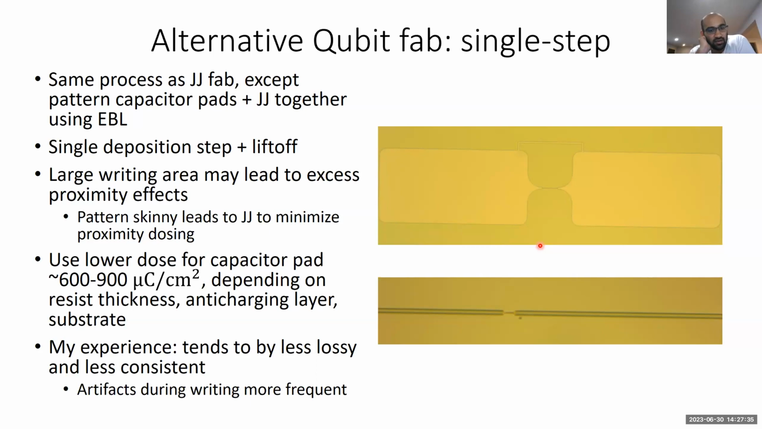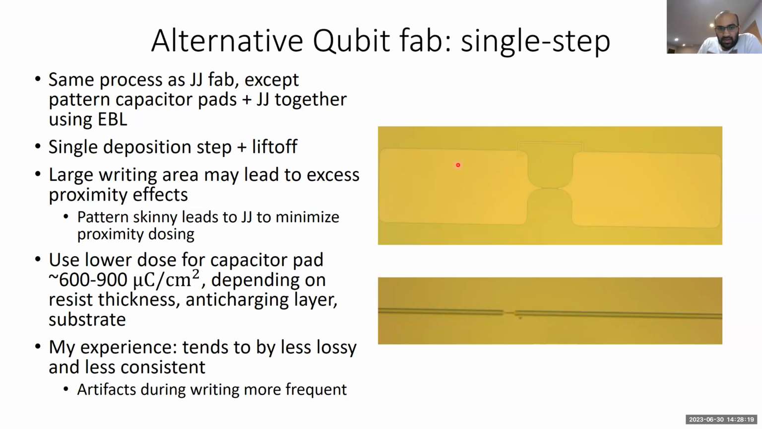The advantage of this is that you only need one deposition step and one liftoff process. So the whole fab process can be extremely quick. One issue is that because you're writing very large regions here, it might lead to excess proximity effects, and so you have to account for that. One way to account for that is to pattern very skinny leads going up to your junction, and that will minimize the overall dose deposited to the wafer in this region that's 50 microns away from the junction.